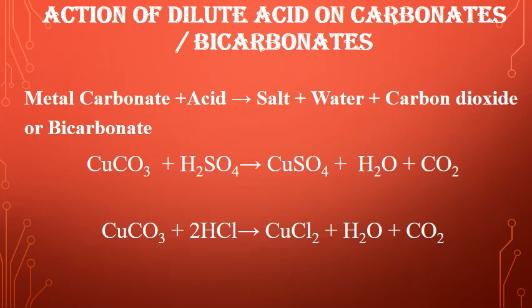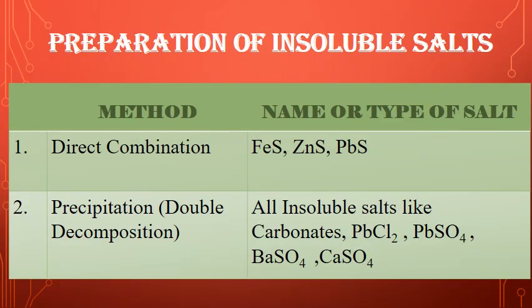Copper carbonate plus sulfuric acid gives us copper sulfate plus water plus carbon dioxide. Copper carbonate plus hydrochloric acid gives us copper chloride plus water plus carbon dioxide. This copper carbonate plus sulfuric acid is also a board question. Now we have completed the preparation of soluble salts, and we will move into preparation of insoluble salts.